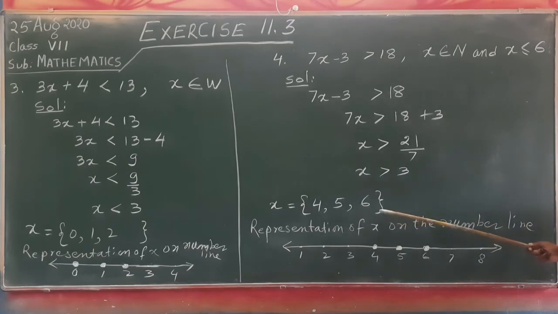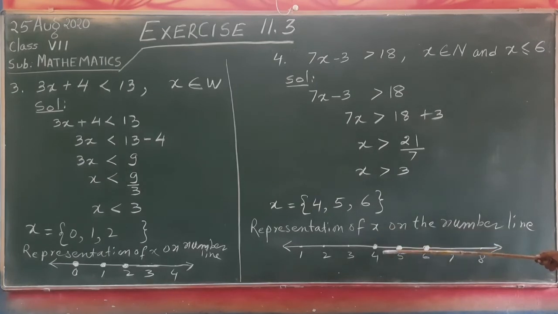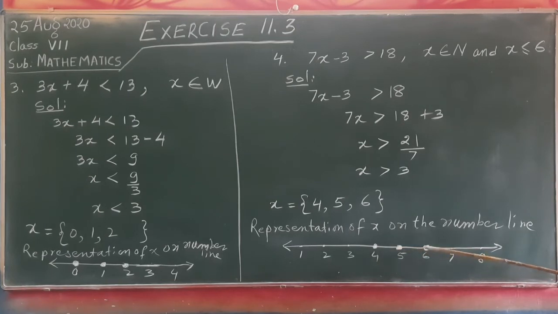4, 5, 6. Now let's represent the same thing on the number line. You can begin from 1 or 0 on the left hand side and the required numbers should be darkened. The thick dot can be given. Other numbers you can write with a slight dot, but the required numbers should have a thick dot.